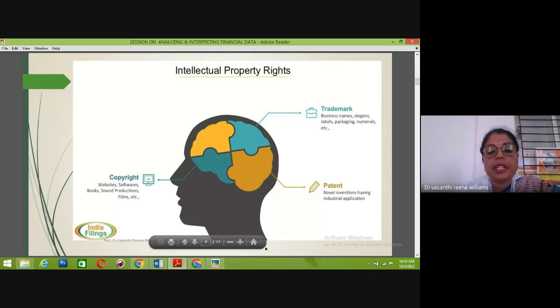But since I put India Filings, because that is from where I have taken the source, I have given the credit, saying that this is what intellectual property means. It's an easy way of understanding. It was not done by me. I have collected it from a website through India Filings, and I'm sharing it with you. So I hope you understand.